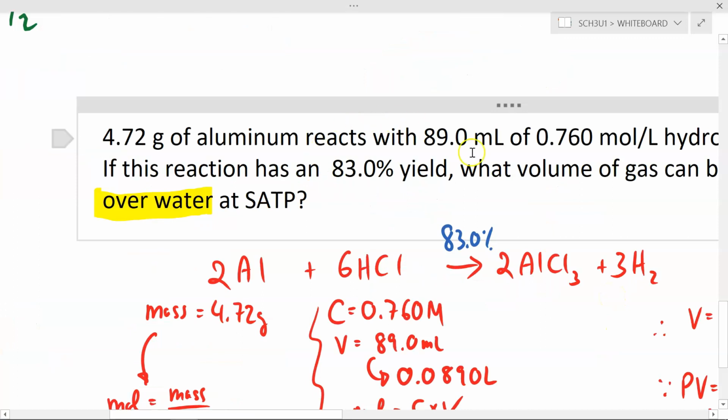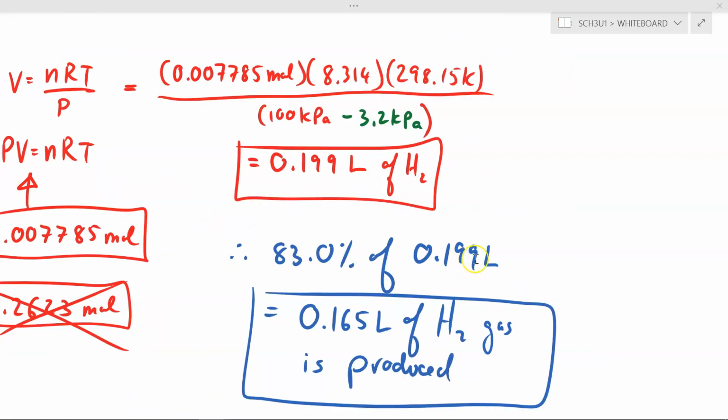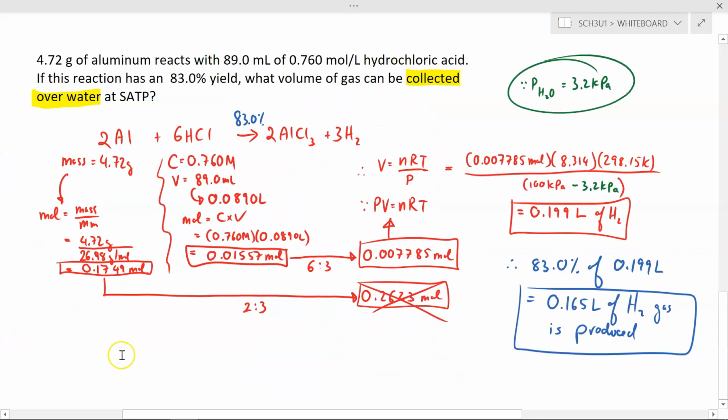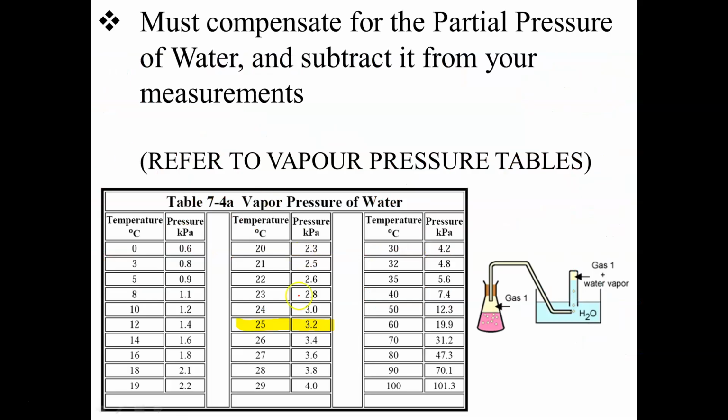No! We also need to factor in the 83% yield. So 83% of 0.199 liters is 0.165 liters of hydrogen gas that will actually be produced. Alright, so there you have it. This question pretty much has everything. Just make sure you remember, anytime a question says collected over water, you have to consult your water vapor pressure table.